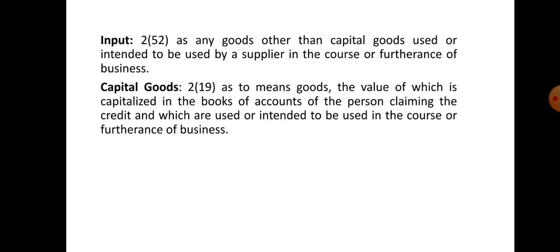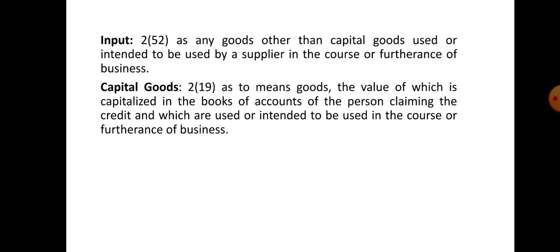Here it is defined under the GST law. The input is defined under the GST law, but here the input excludes the capital goods. Then we should know what is capital goods. As per section 2 subsection 19, capital goods means the goods the value of which is capitalized in the books of accounts of the person claiming the credit and which are used or intended to be used in the course or in the furtherance of his business.